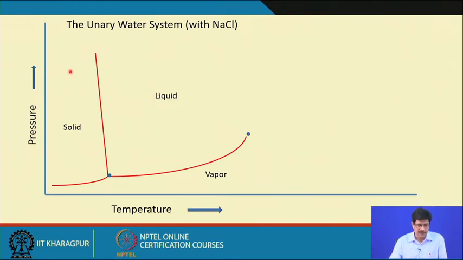So, as we see here, this is the unary water system. Initially we could think of it as pure water on the pressure-temperature diagram. Here this line has a negative slope, as we know that water decreases in volume as it solidifies. So, there is a negative dP/dT slope, and this is the solid-liquid or the melting line, this is the solid-vapor sublimation curve, and this is the curve on which there is coexistence of liquid and vapor.